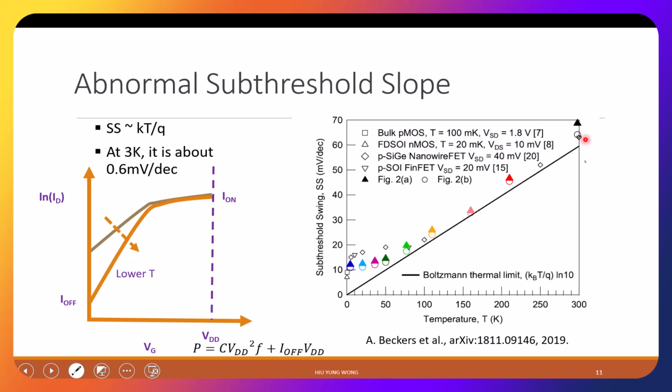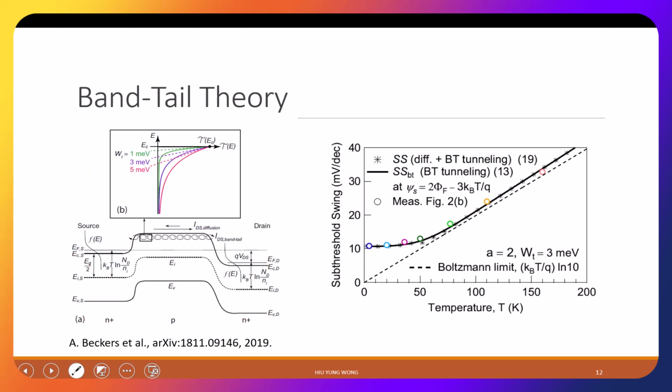Unfortunately, in theory, this subthreshold swing reduces with temperature in this way, a straight line. But unfortunately, it saturates. I cannot get 0.6 millivolt per decade. It actually saturates between 10 and 20 millivolt per decade. Okay, that is the physics. So this is the subthreshold saturation. Why is that? That is because people think that there might be some band tail here. It's not sharp, but because of time, maybe let me just do it next time.